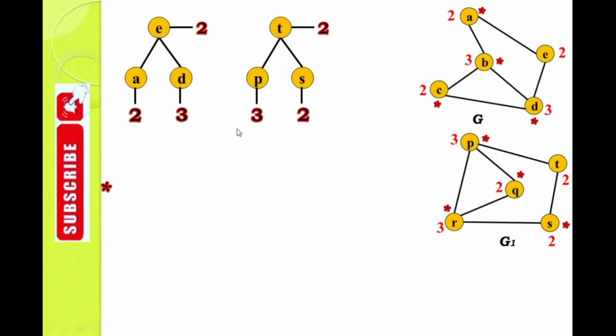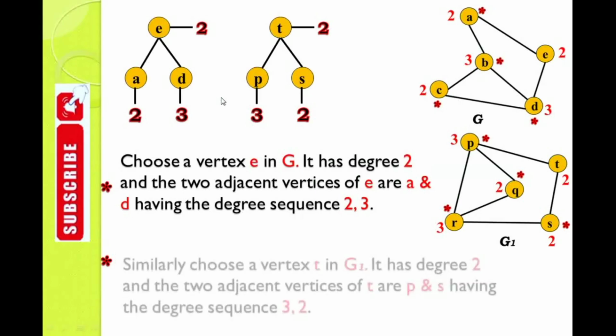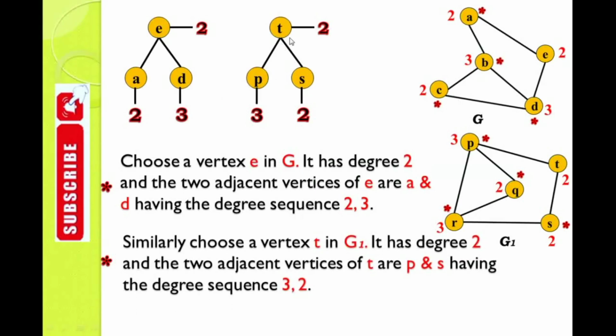Now we write a theory. Choose a vertex E in G. It has degree 2. There are two adjacent vertices of E, one is A, another one is D, having degree sequence 2, 3. Similarly, we choose a vertex T in graph G1. It has degree 2. The two adjacent vertices of T are P and S, having degree sequence 3, 2. Therefore, f of E equals T. So here you see all vertices satisfy adjacency preserved, and all four conditions are satisfied. Therefore, these two graphs are called isomorphic graphs.